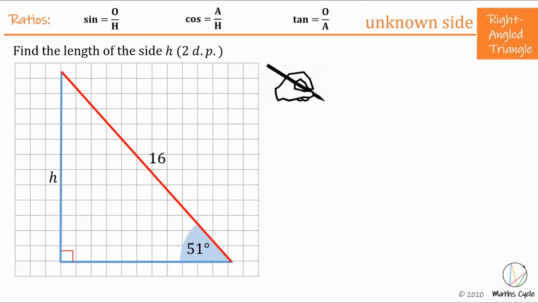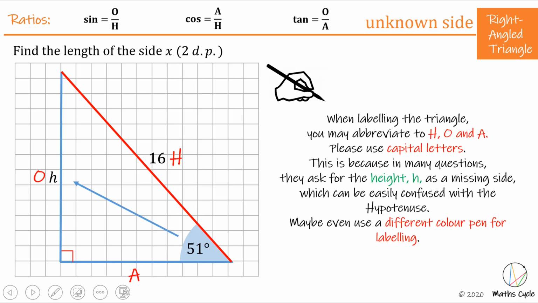Okay, so now one for you. Find the length of the side h correct to 2 decimal places. Now I have something I just want to talk about here first. When you're labeling the triangle, you may abbreviate to a capital H, O and A. But please use capital letters. This is because in many questions they ask for the height h as a missing side, which can be easily confused with the hypotenuse. Maybe even use a different color pen for labeling. Okay? So go ahead, I'll pause the video and you try and do that yourself.